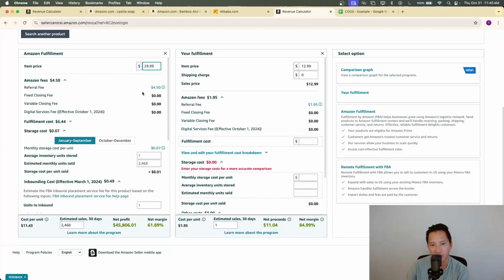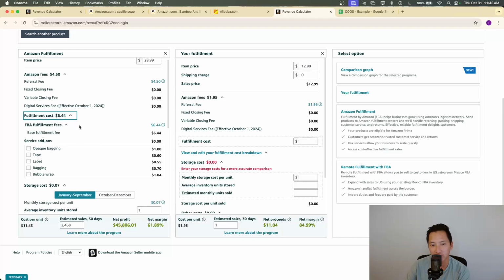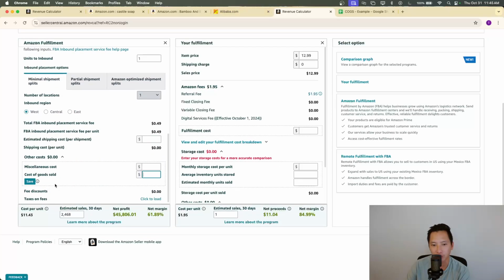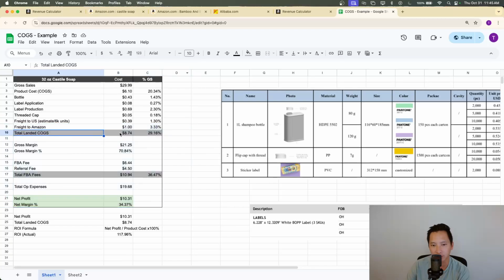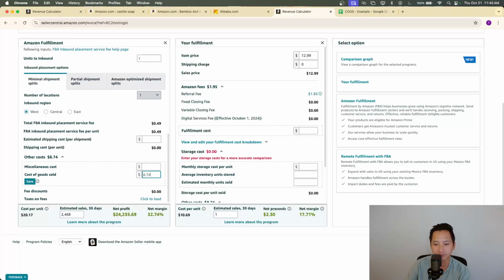$29.99, that's going to be our item price. Here's our referral fee. Here's how much Amazon is going to charge us for fulfilling and shipping the product to the Amazon customer. And then here's our total cost of goods sold landed is $8.74. And we're going to get our 32% net margin percentage, which is right around that sweet spot.